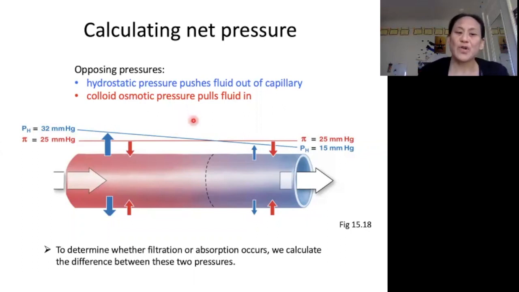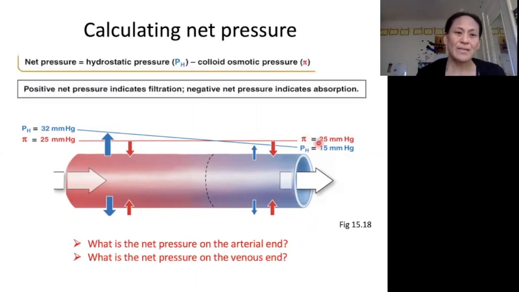If we want to determine whether filtration or absorption is occurring at a particular location along the capillary, we can do that by calculating the difference between these two pressures, okay? So our net pressure is going to be our hydrostatic pressure minus our colloid osmotic pressure, okay? If we end up with a positive value, that means we're going to get filtration. If we end up with a negative value, that means we're going to get absorption.